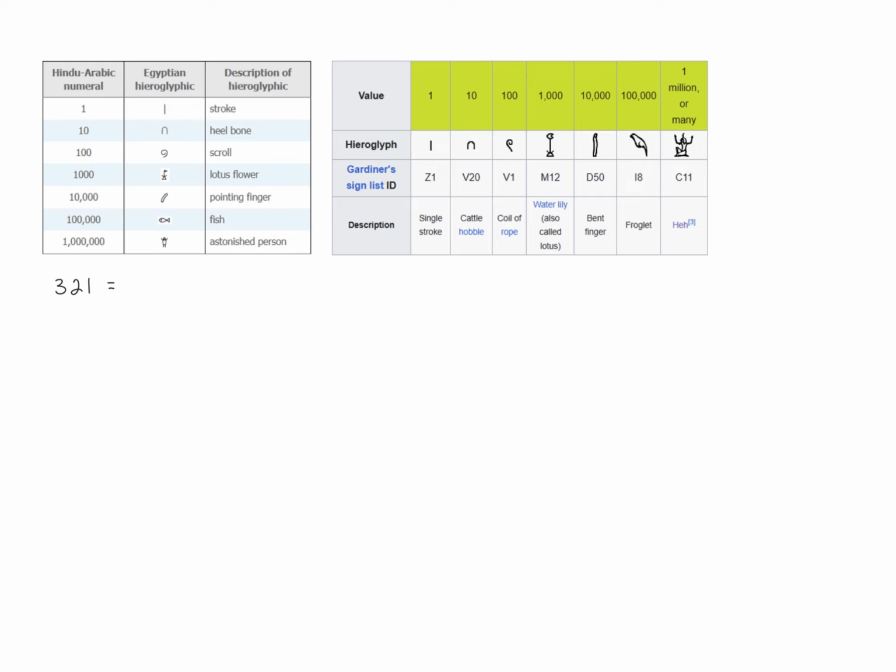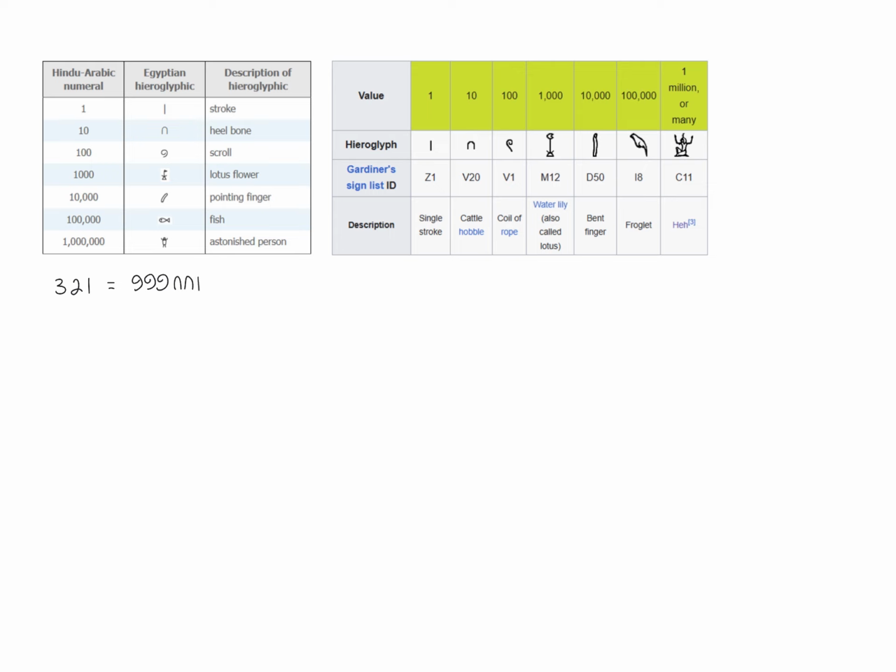Now, 300 is going to be 3 scrolls, and so we can write them in either direction. I'm going to write it like this. So that's our 300s. And then 20 is 2 tens, which is going to be 2 heel bones. So we can write it like that. And then we've got 1, which is a stroke, and it is just like that.